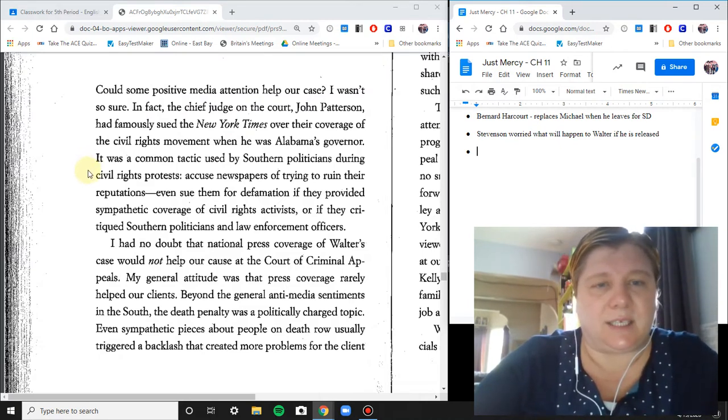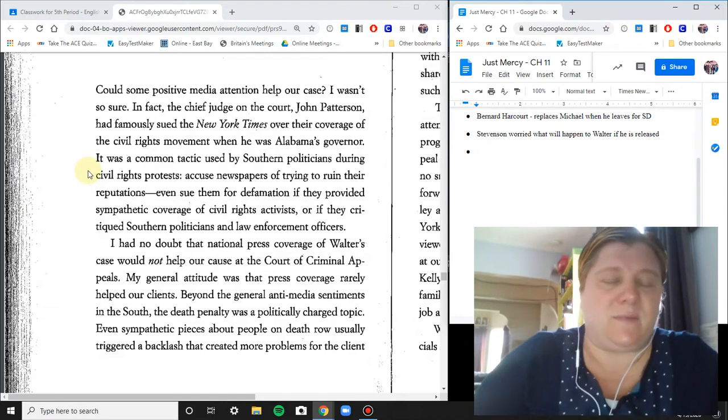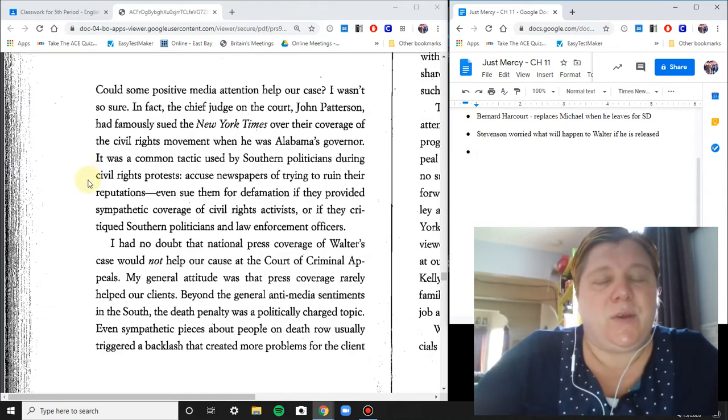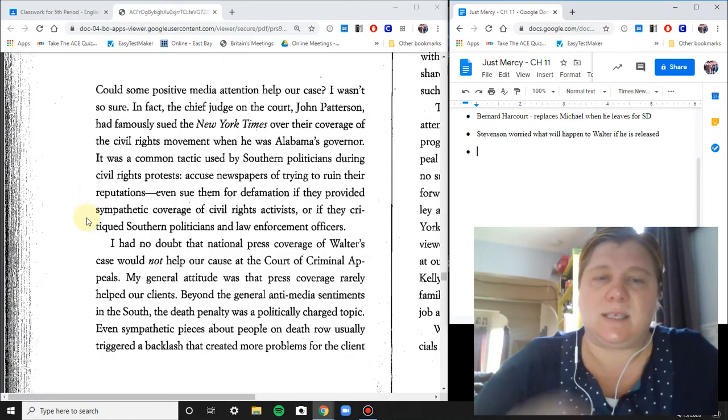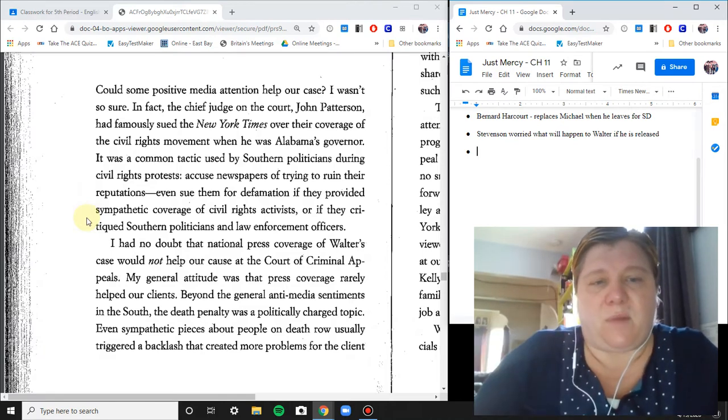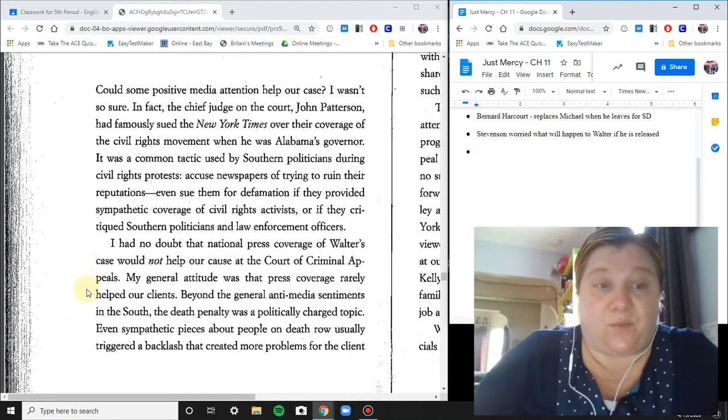It was a common tactic used by Southern politicians during civil rights protests. They accused newspapers of trying to ruin their reputations, even sued them for defamation if they provided sympathetic coverage of civil rights activists, or if they critiqued Southern politicians and law enforcement officers. I had no doubt that national press coverage of Walter's case would not help our cause in the Court of Criminal Appeals. My general attitude was that press coverage rarely helped our clients.